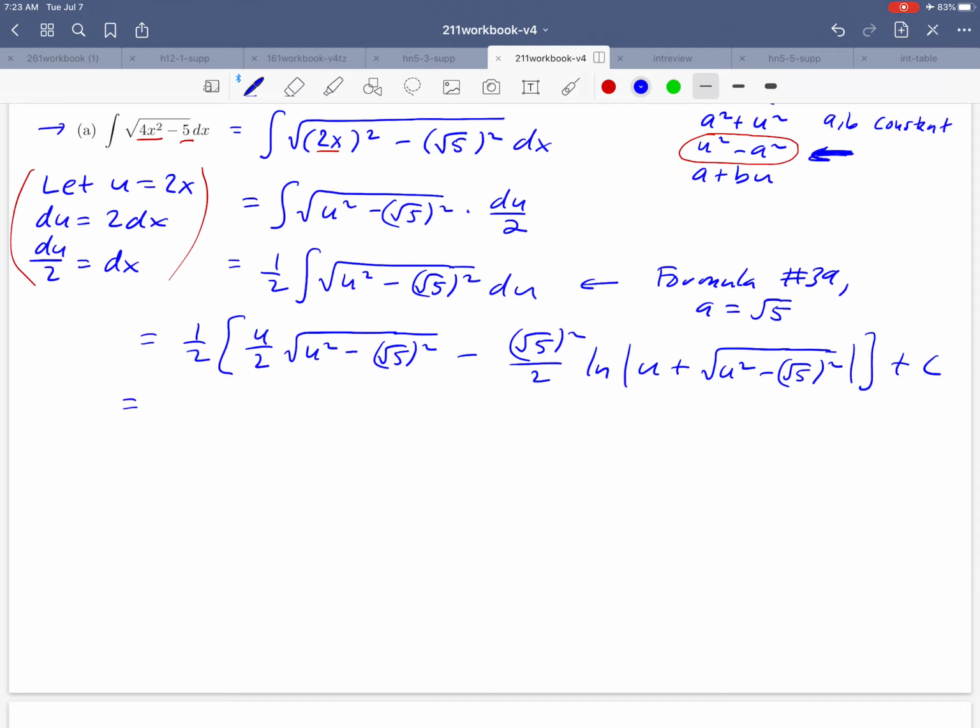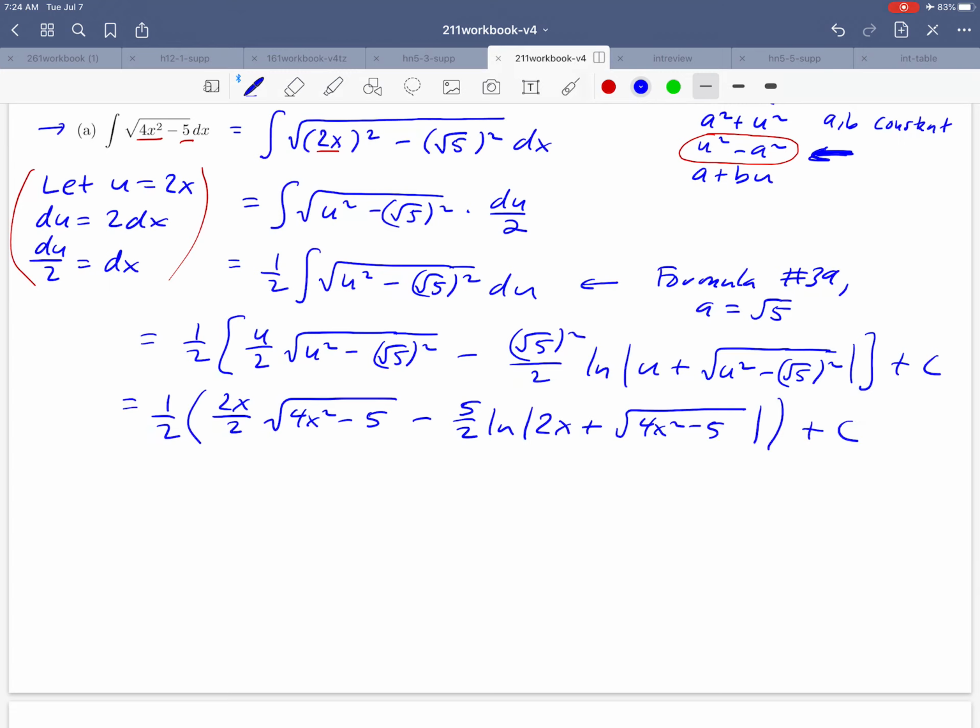Wow, that is a long antiderivative, but the table told us what the antiderivative is, so all that's really left for us to do is to fill in what the u was equal to. u was equal to 2x in our case, so we get 2x over 2, square root of u squared. If you square 2x, you get 4x squared again. And square root of 5 squared, we might as well write that as 5 again. The square root of 5 squared over 2 is 5 halves, ln of the absolute value of 2x, and then u squared again is 2x squared, that's 4x squared minus 5. And then plus a C.